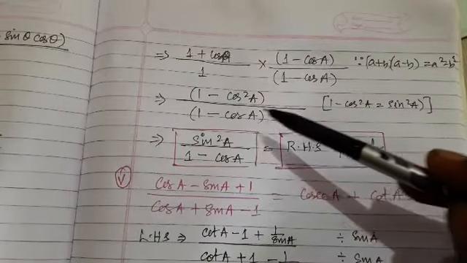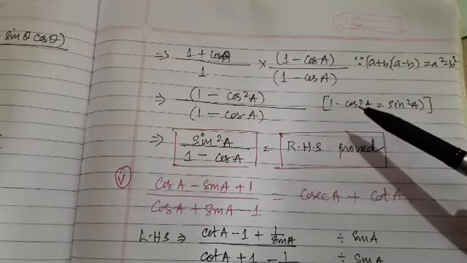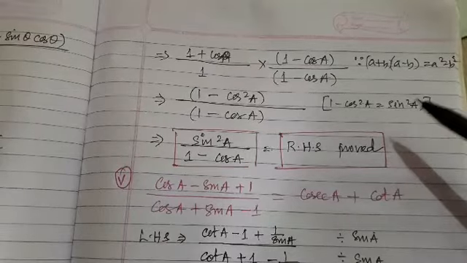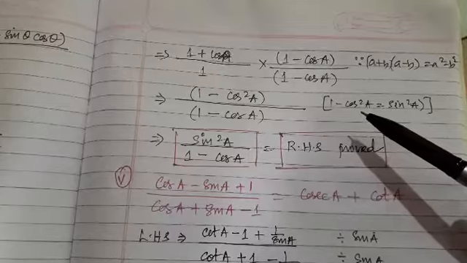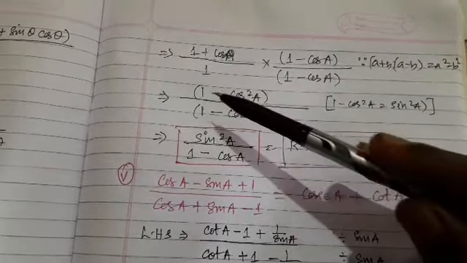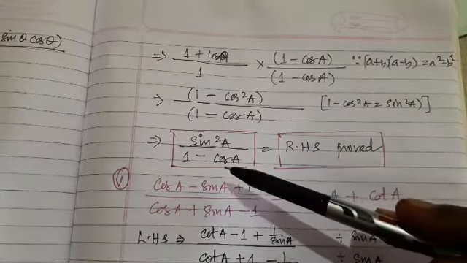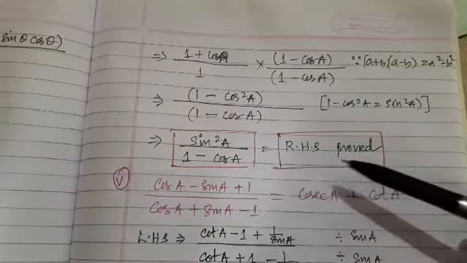Then what am I doing? 1 minus cos square A is nothing but sin square A, because sin square A plus cos square A is 1. So we are interchanging: 1 minus cos square A equals sin square A. Then substitute sin square A here. So instead of 1 minus cos square A, I am substituting sin square A upon 1 minus cos A. That is nothing but our right hand side. That is proved.